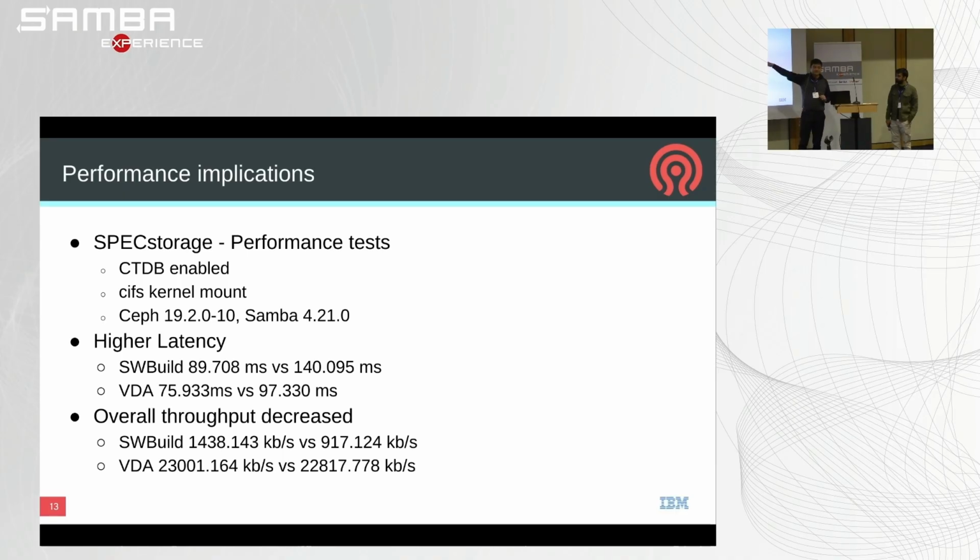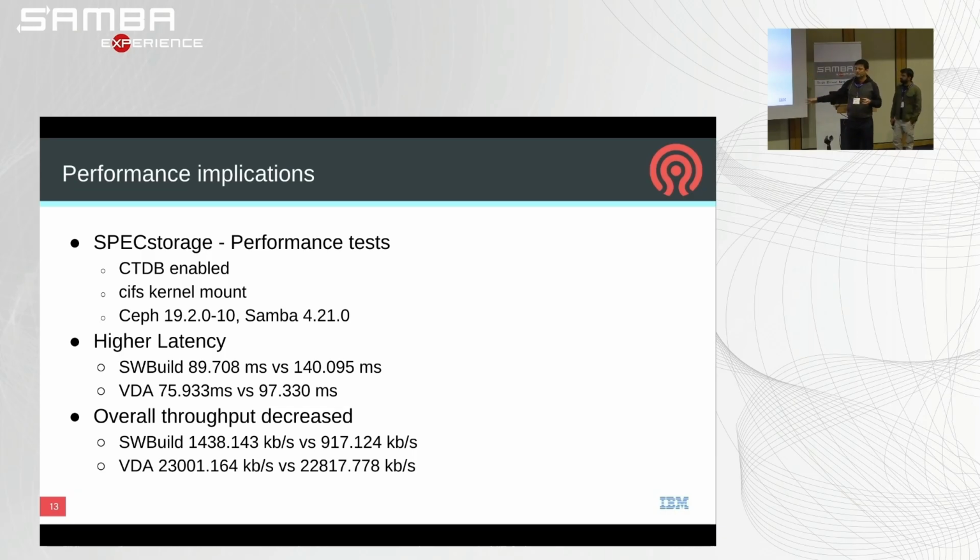Now, we use the same SPECstorage tests from the previous presentation by Anup. This was tested against these machines. They have CTDB enabled. They are running those tests on a Ceph kernel mount. This is an older version of Ceph and Samba, because there are some new features in the later versions, but we wanted to test it before that. We just wanted the proxy tested.